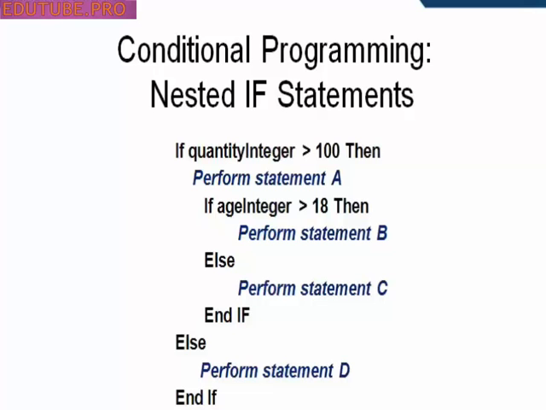Note that if the first if statement is false, then the control is immediately transferred to the outermost else down the bottom of the screen, and statement D is performed. In this case, the inner if, that is the if age is greater than 18 statement, is not even evaluated. That is, for the second if statement to even be considered, the first if statement must be true.